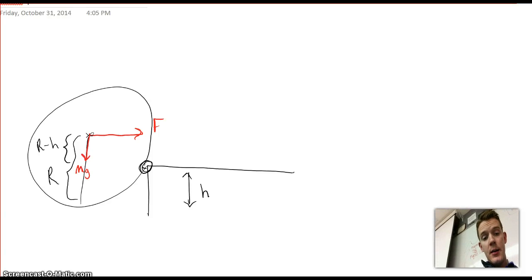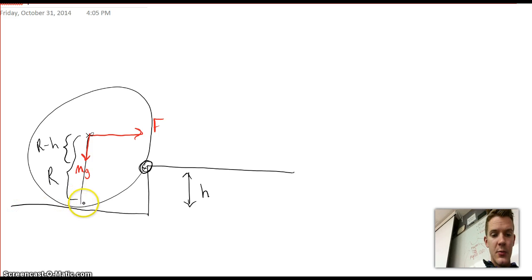Hi everybody. I'm going to walk through number 3 from the practice we were looking at. So you can see I kind of have a picture drawn here and I have some stuff labeled on there. I also have a force pushing to the right at the center of the circle, and I have the earth pulling down there.